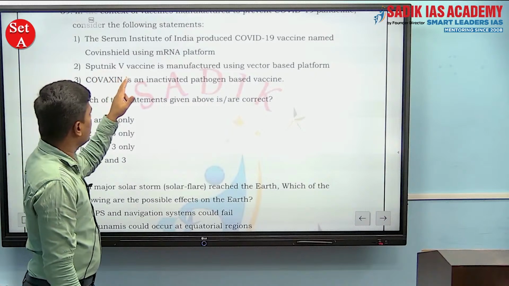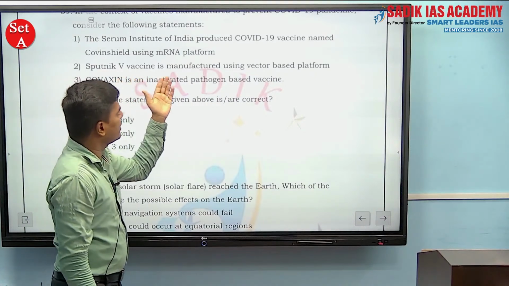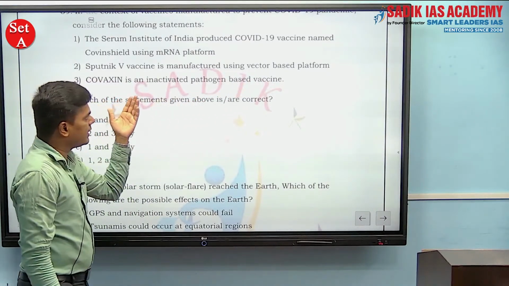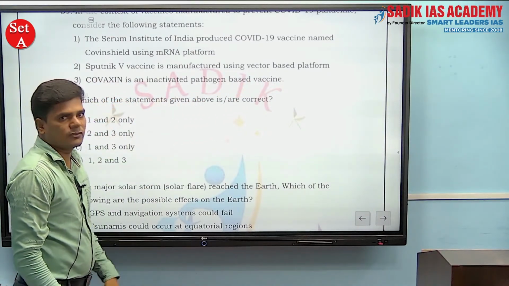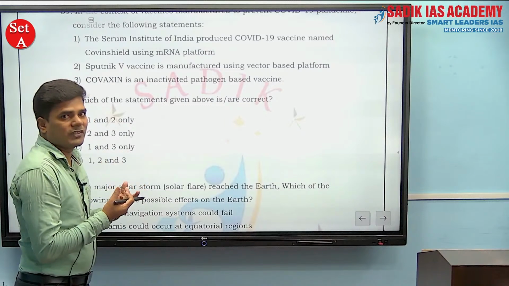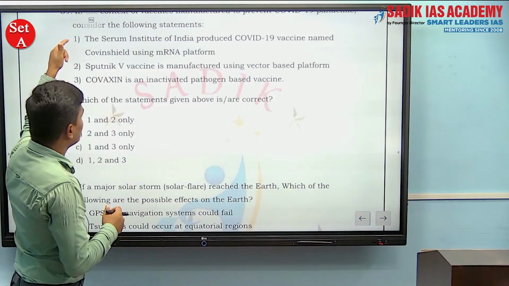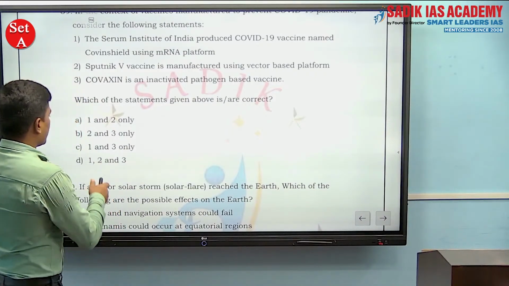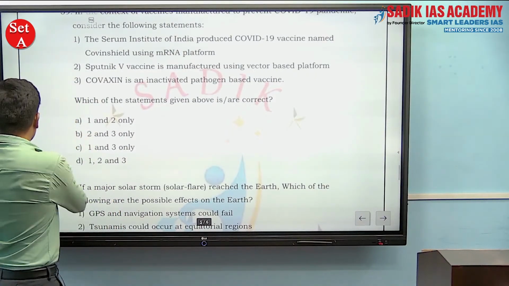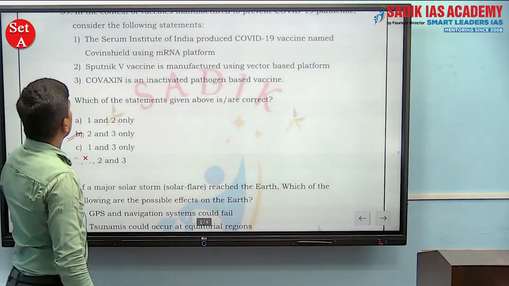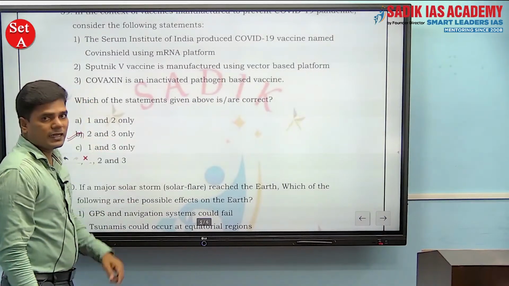Sputnik V vaccine is manufactured using a vector based platform. Yes, and Covaxin is an inactivated pathogen based vaccine. I have asked many questions based on types of vaccine, and this time they asked it. So statement 1 is wrong, 2 and 3 are correct, which means option B is the answer for question number 39.